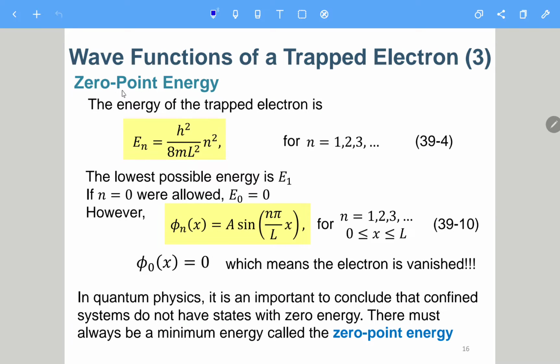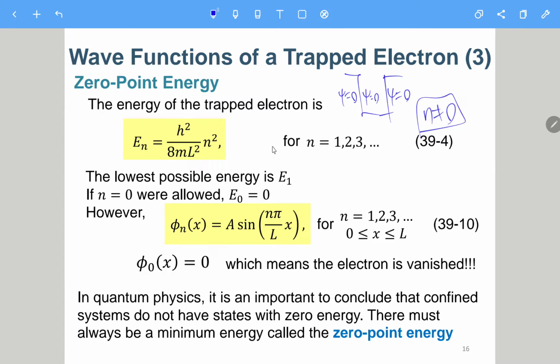Okay, just now I already mentioned the zero-point energy, which means that for the solution to the infinite square well, the solution starts from n equals 1. There is no n equals 0. Because if n equals 0, you can simply imagine, phi is 0 at this part, phi is 0 at this part, phi is also 0 at this part. Then phi is 0 all the way, which means the particle doesn't exist. So we cannot have n equals 0. n cannot be 0.